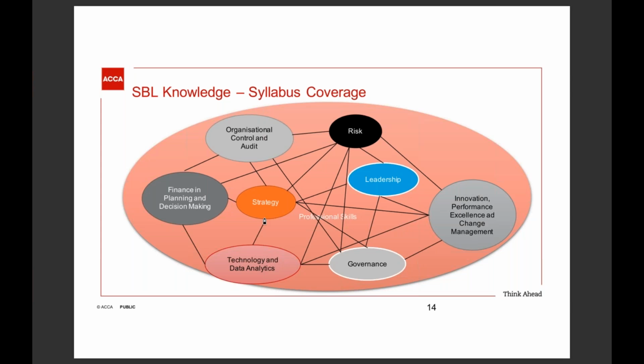So when you look at this particular web, you'll see that each of these areas is interrelated. You cannot just look at risk and think about risk and write your answer only on that particular risk. You need to know how these areas are connected.